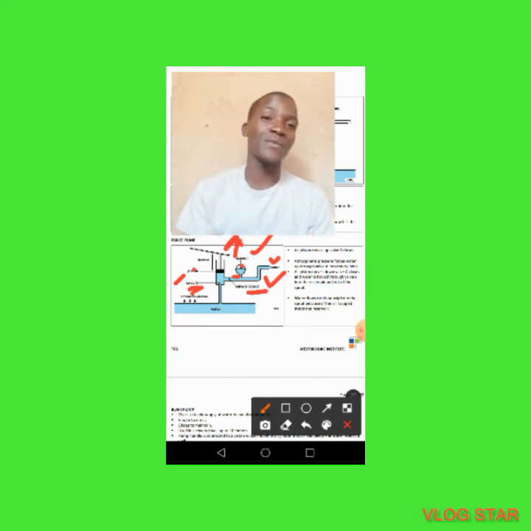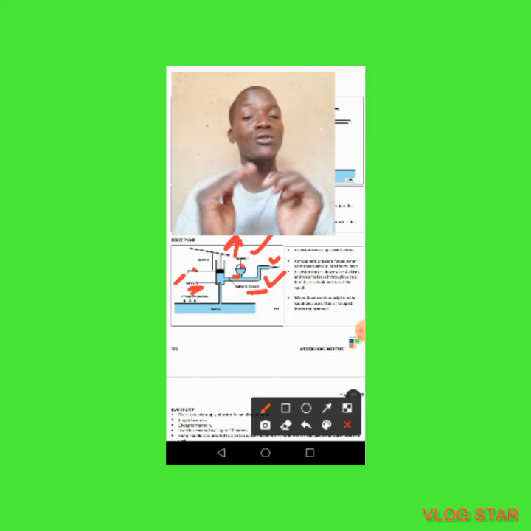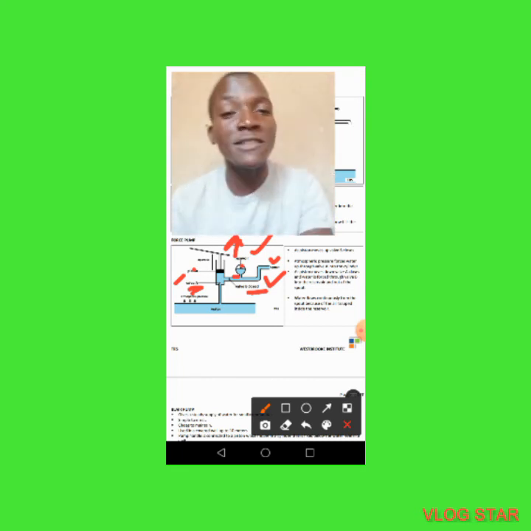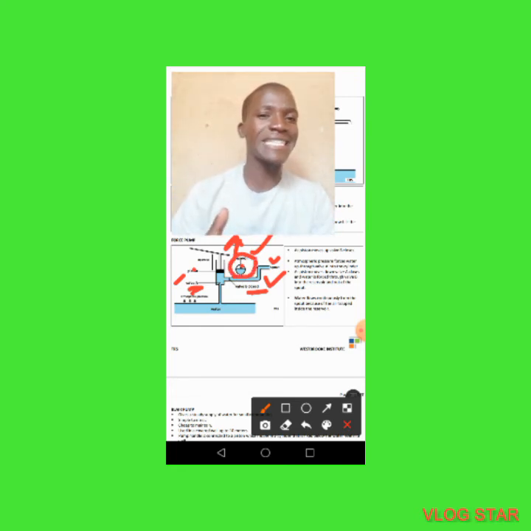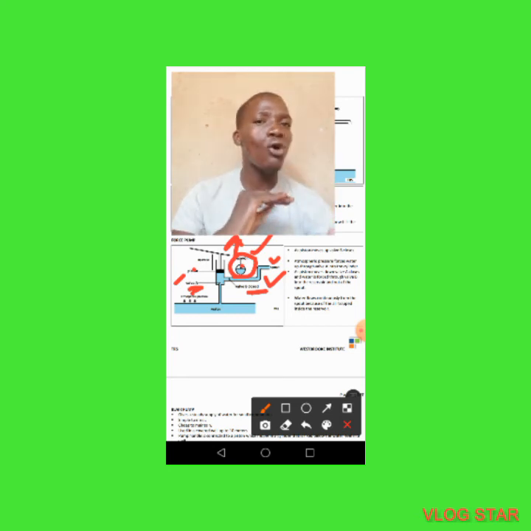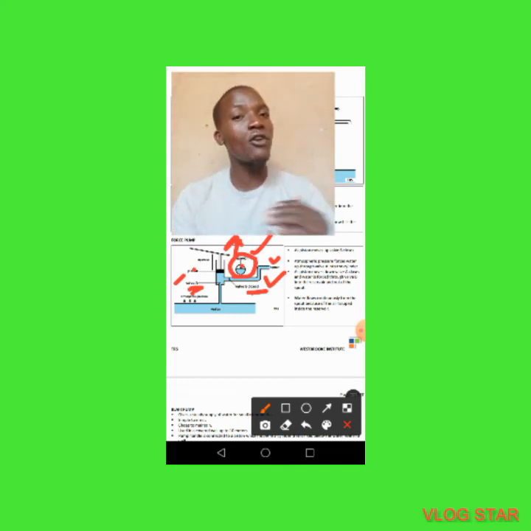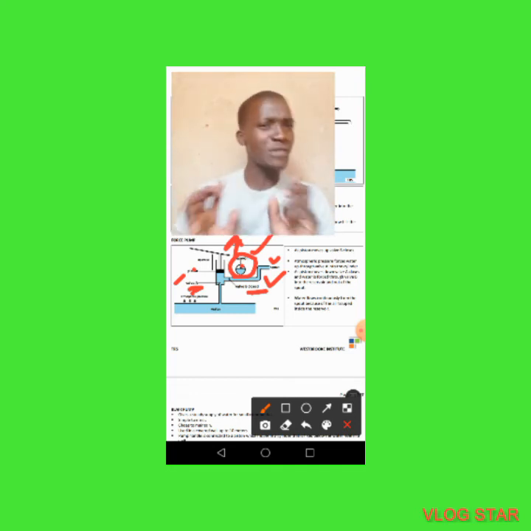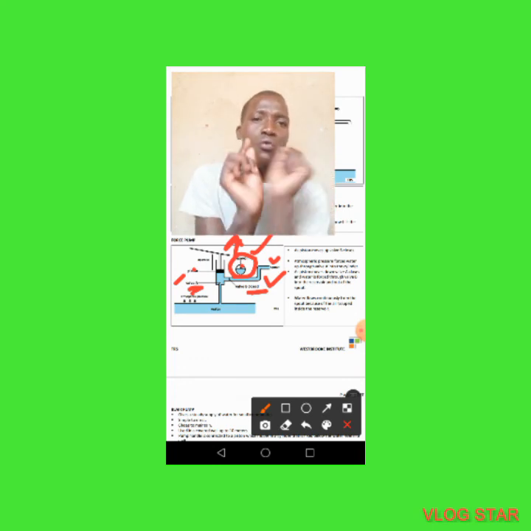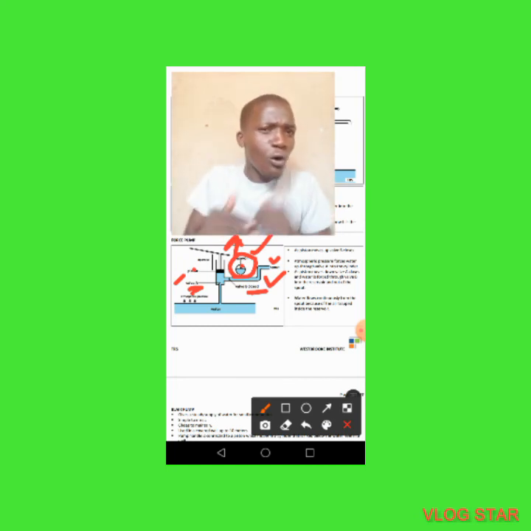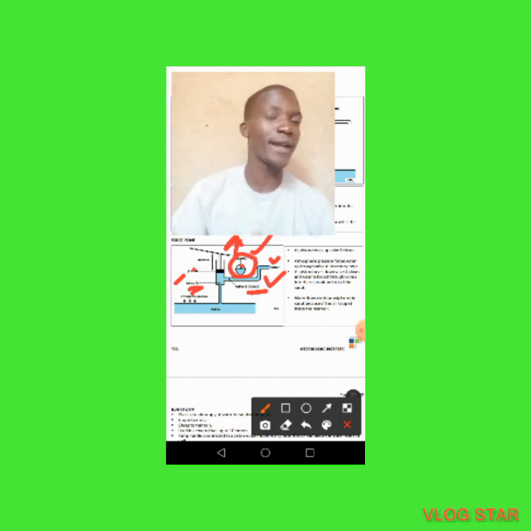As the force pump continues the upstroke and downstroke, the pressure inside the reservoir causes a continuous flow of water out of the spout. So the question can come and say, why does a force pump deliver water continuously? It's because of the pressure inside the reservoir, which causes the water to flow in a continuous form. That's how a force pump works.